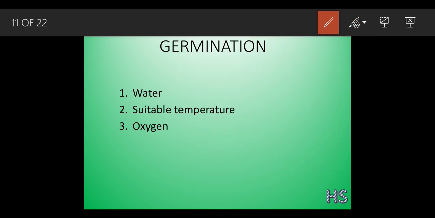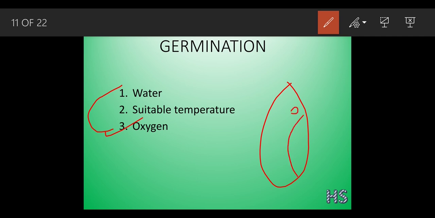Now third, oxygen. This water and oxygen logic is quite similar in nature. Seed, hilum, micropyle. As I said, the micropyle serves two functions. One is the intake of the water, and second is the intake of oxygen.